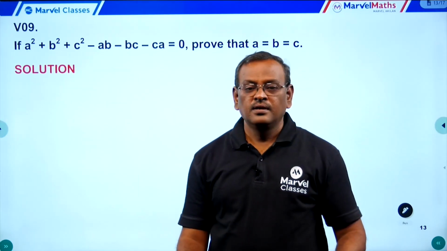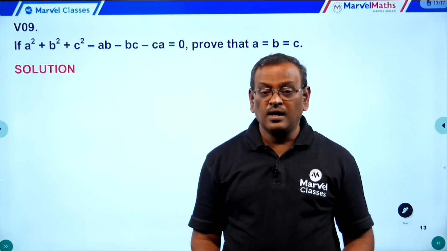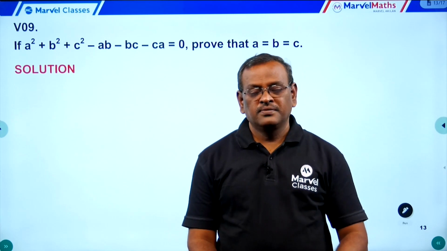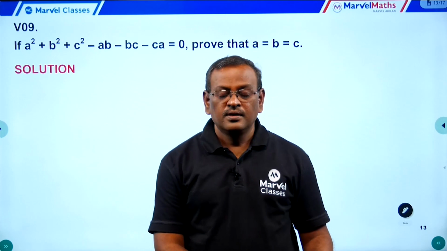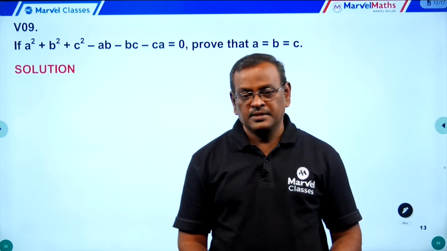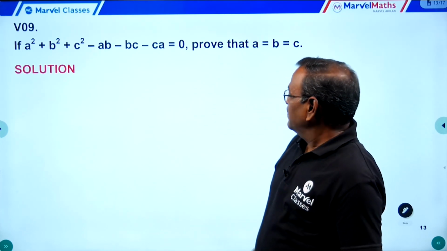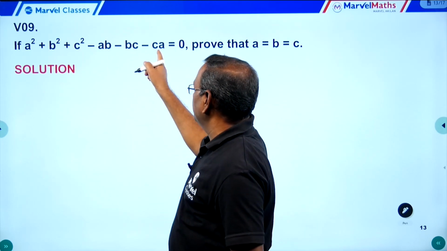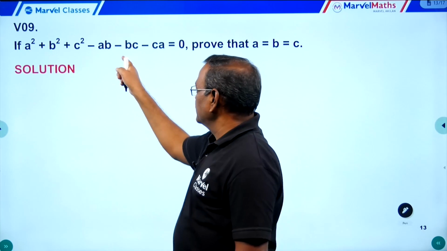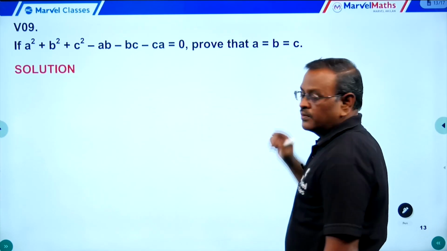Hello students, this is one of the important HOTS questions. Another paper is very tough, you can expect this type of question, and this result is very important for 12th standard maths, CBSE maths. First, the given condition is a square plus b square plus c square minus ab minus bc minus ca equal to 0. Using this result, prove that a equal to b equal to c.